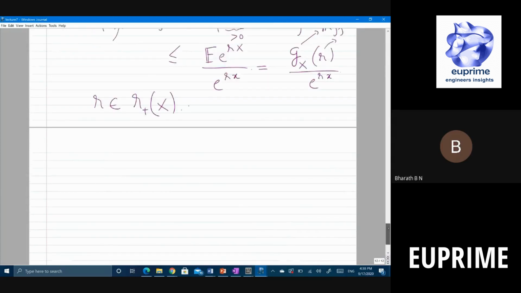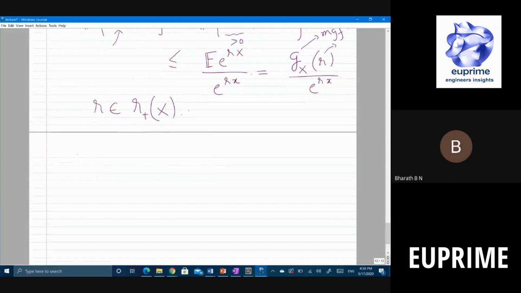Now I can do one more thing. I can write, for example, the probability of X greater than x is less than or equal to, well, I'll write it in a slightly different fashion. I'll pull e^(−rx) to the numerator, and now I'll say G_X(r), and I'm free to choose r. I'll choose r such that r belongs to R plus of X. This gives me the tight bound. This is called the Chernoff bound.